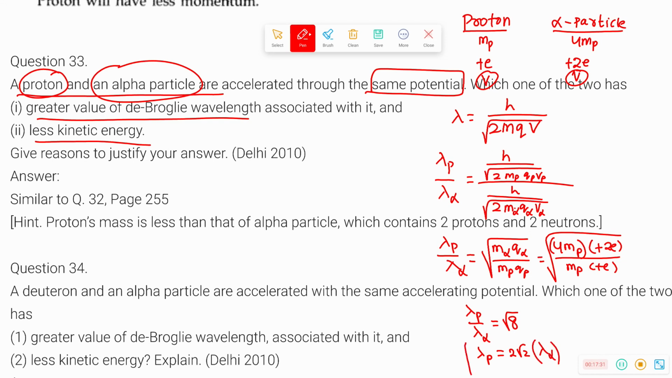So what did you understand? Proton wavelength is greater than alpha particle wavelength. Clear or not? So which is having greater value of wavelength? Proton will have greater value of wavelength.